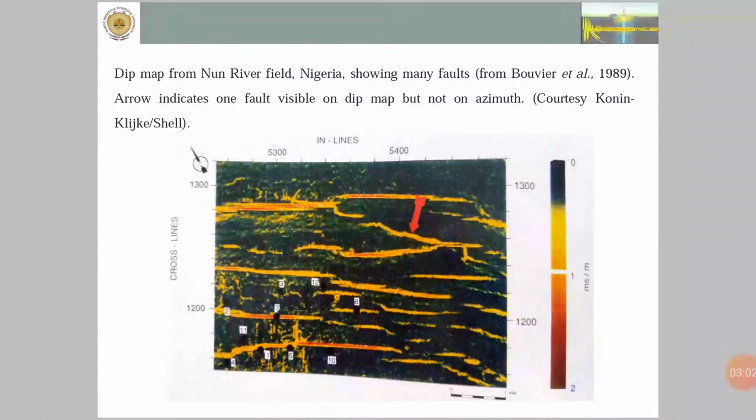There is another map here showing the dip for Nigeria. It consists of many faults, and the arrow indicates one fault visible on the dip map but not on the azimuth map. So the suggestion is that we should use both dip and azimuth in combination in order to get a better picture both in the inline and in the crossline.